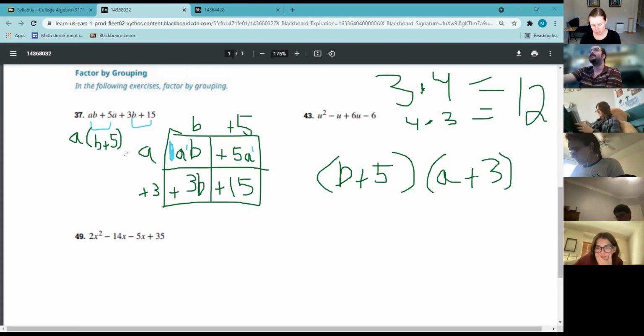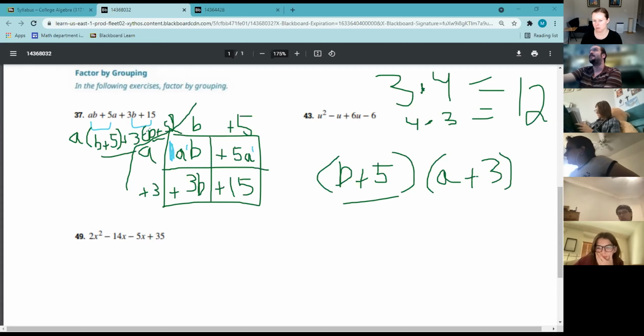Same thing up in here. We're going to take 3 out of these things, and that's going to leave me with, when I factor it out, B plus 5. But it should be A times B plus 5 plus 3 times B plus 5. And what you might notice is that you have the same thing over, so we can factor out a B plus 5, and that's going to leave me with an A plus 3.